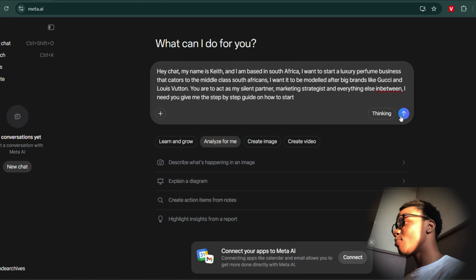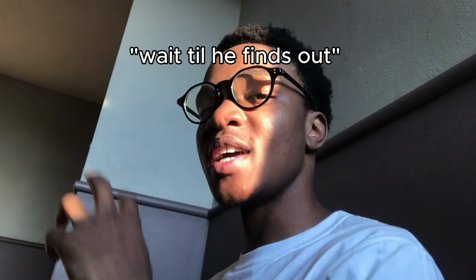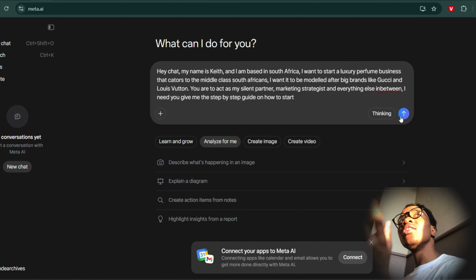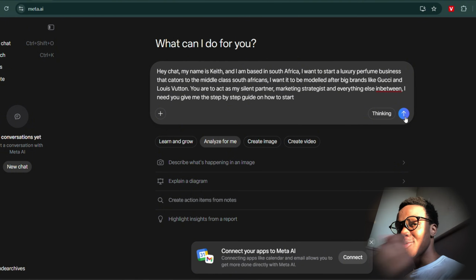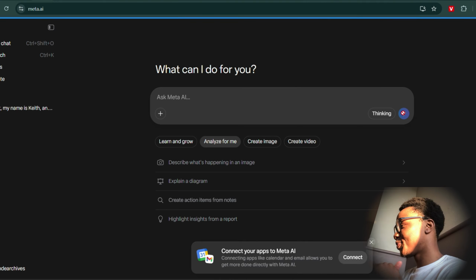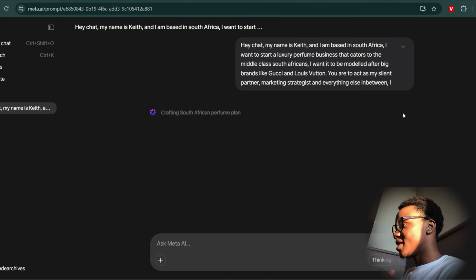And I feel like Meta AI is one of those AIs on the weaker side, but I just heard that they have a new model that's actually quite powerful, but I'm not going to get into that. You have to subscribe to the channel to know more about these AIs and stuff. And let's go. It's generating. Okay, crafting perfume plan. Hey, this one is also taking a little bit of time. Hopefully the results are good.